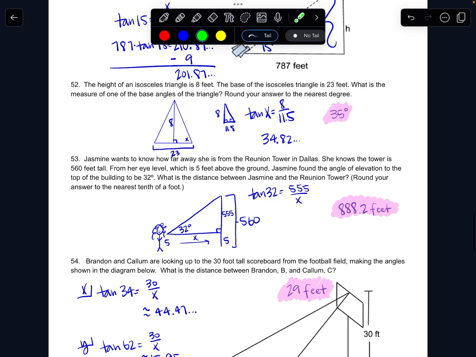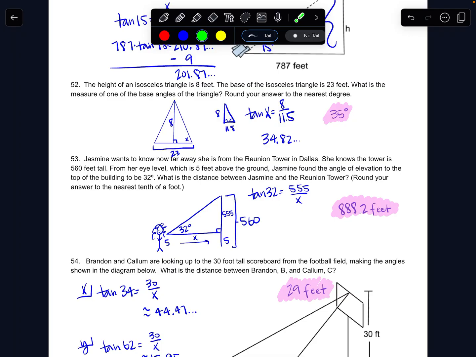All right, last two here. Number 53. Jasmine wants to know how far she is from the Reunion Tower in Dallas. She knows the tower is 560 feet tall. So that's this over here. The whole tower is this 560. From her eye level, which is 5 feet above the ground. So here's Jasmine over here. And she is 5 feet off the ground. And her angle of elevation is 32 degrees. So Jasmine is part of this entire 560, which means that I need to subtract those two to form this little triangle that's just kind of floating off in space.